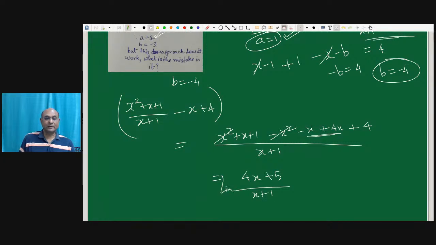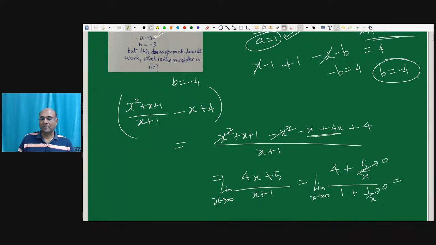But limit x tends to infinity. What do you get? Divide out the numerator and divide out the denominator. They are not exactly equal, but it doesn't matter because x goes to infinity. This will become 0, this will become 0. So 4 by 1, 4.